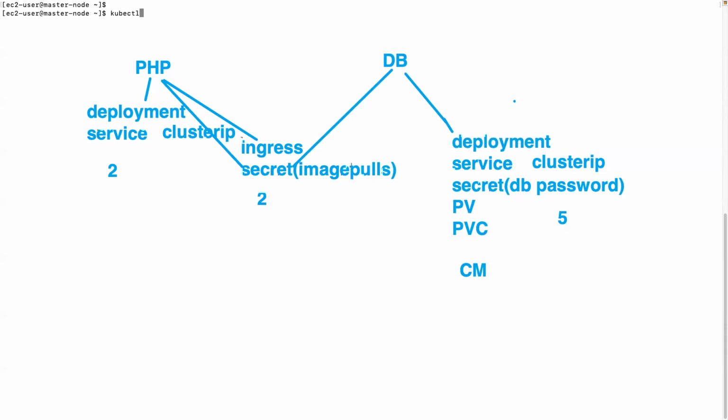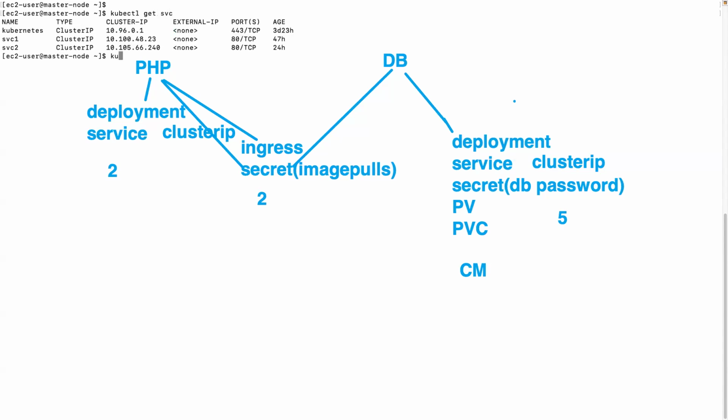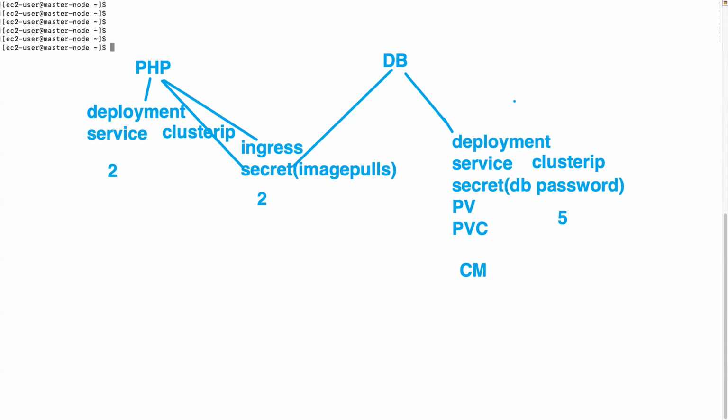Get deploy. Delete it. Delete deploy. Deploy one. Get service. Let me clean up everything.